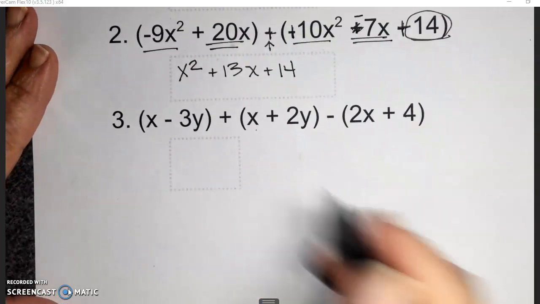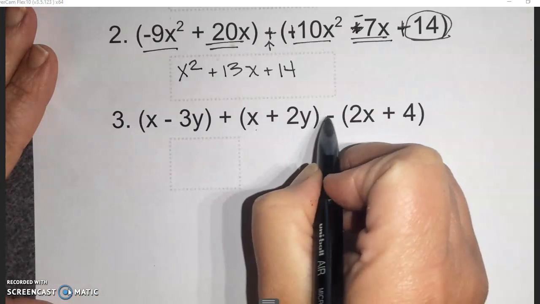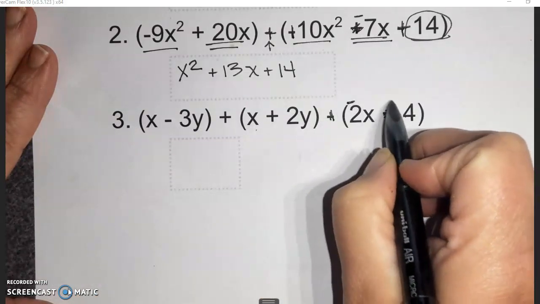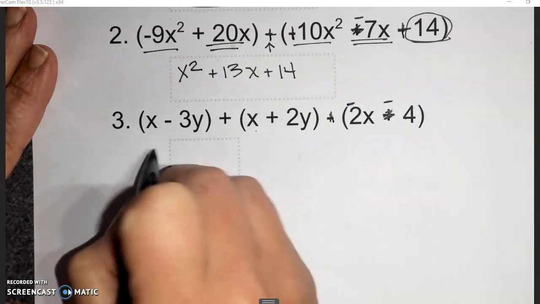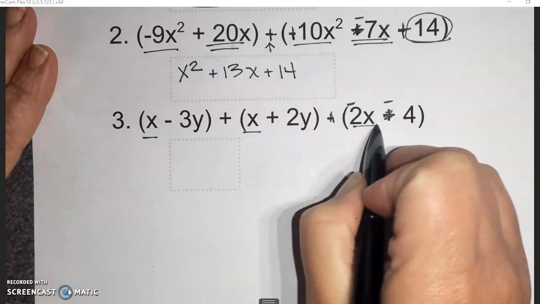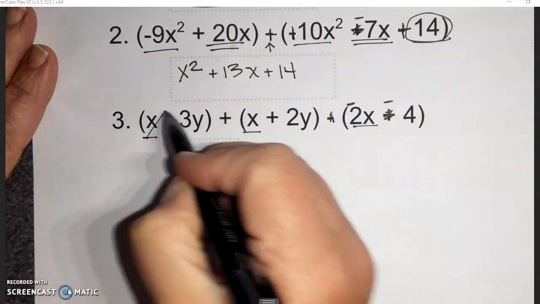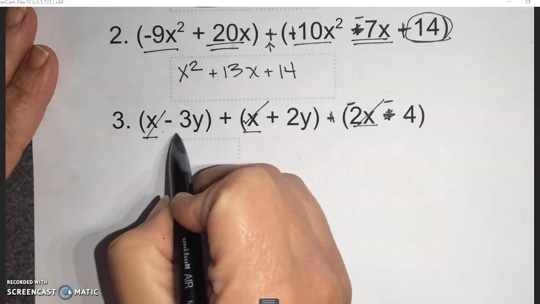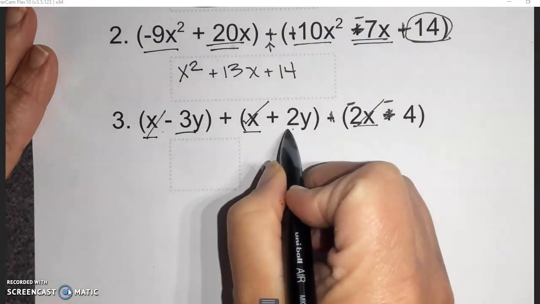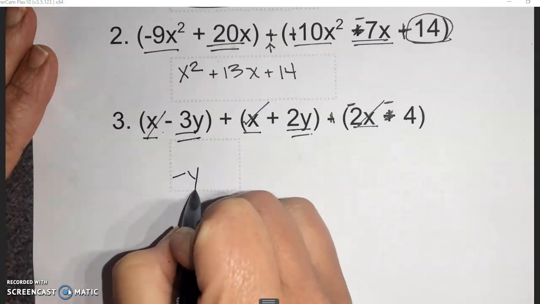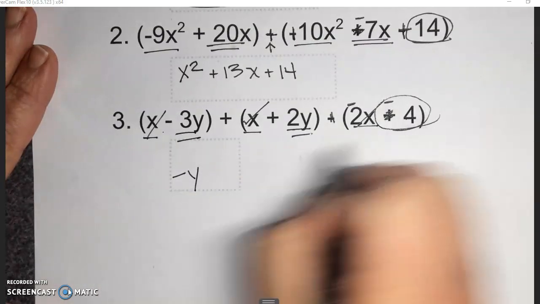Okay? Same thing here. Everything behind the minus changes signs. So 2x minus 2x is going to cancel them. They're gone. Negative 3y plus 2y is negative y. And then we just have minus 4.